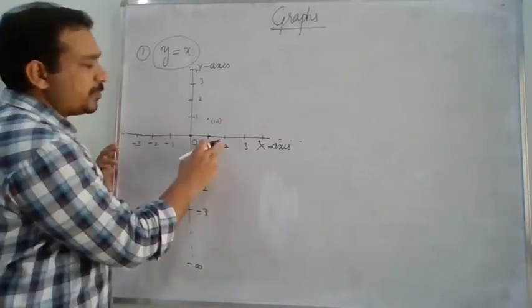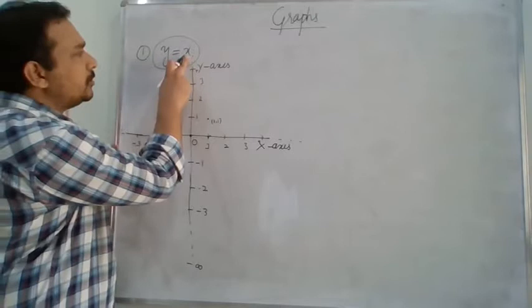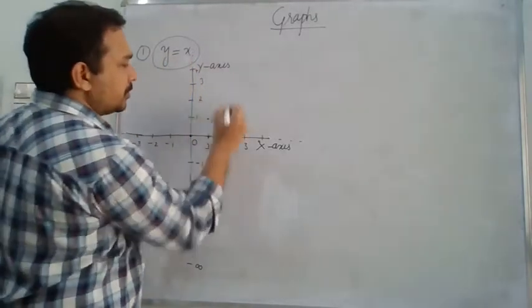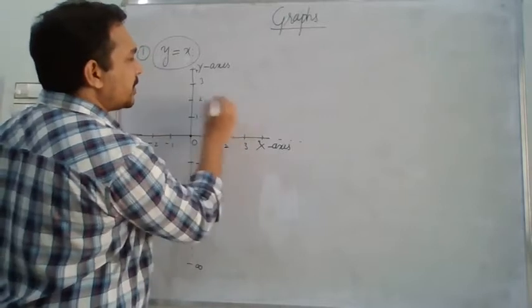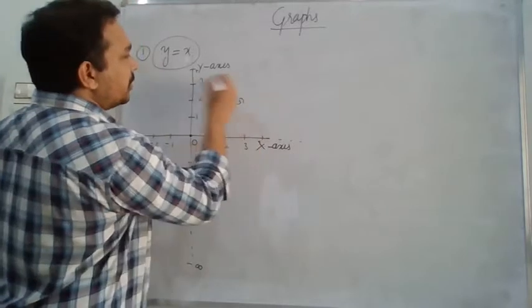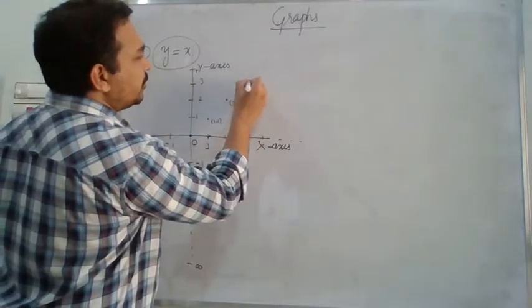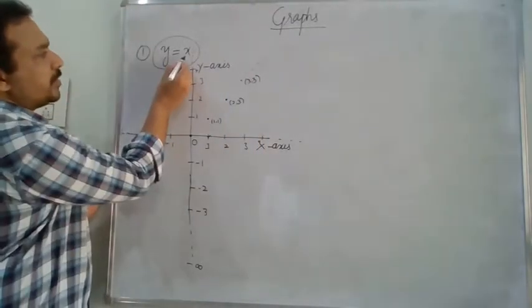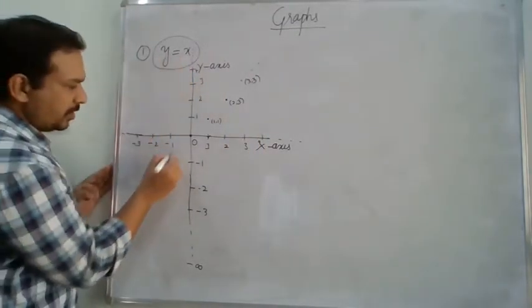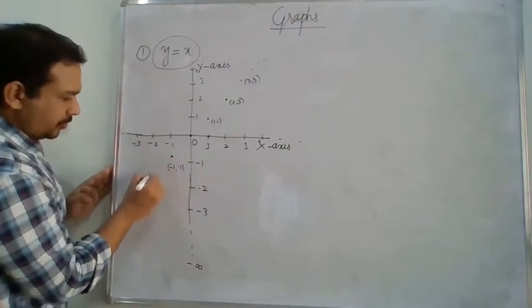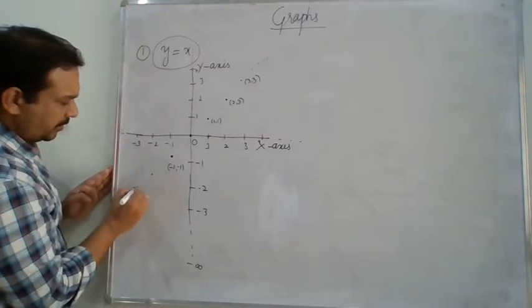So on x-axis 1 unit, on y-axis 1 unit, this is the point 1 comma 1. Similarly, if I substitute x value 2, then y value is also 2. So 2 comma 2 is the point. Similarly, substitute 3, then y is also 3. So that's why it is 3 comma 3 and so on. Similarly, x equal to minus 1, y is also minus 1. So minus 1 comma minus 1 is a point. Similarly, minus 2 comma minus 2, minus 3 comma minus 3 and so on.